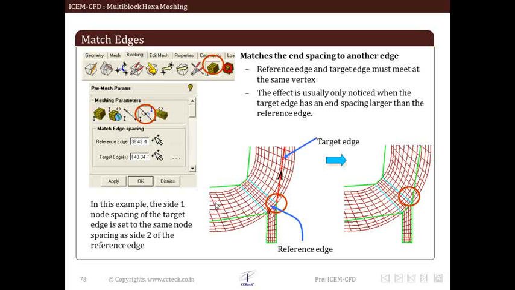The linked spacing option, if enabled, links the target edge end spacing with the reference edge spacing. Any changes in node distribution on the reference edge will be automatically reflected to the linked target edges. The effect is usually only noticed when the target edge has an end spacing larger than the reference edge, or we can cross-check the end spacing on both edges, that is, the reference and target edges.